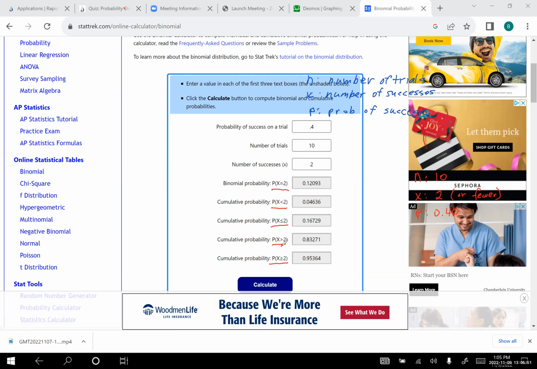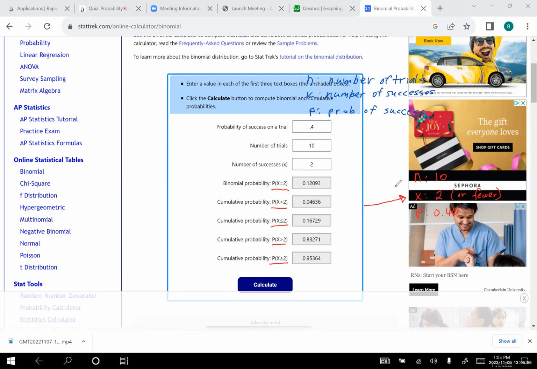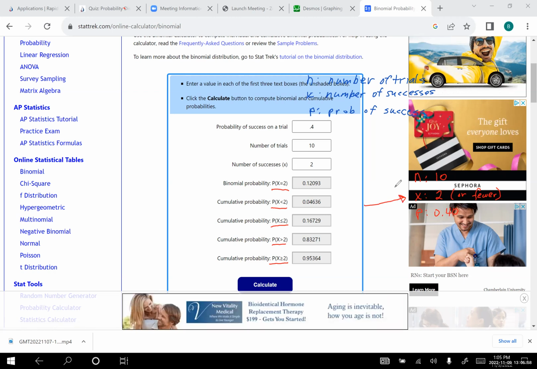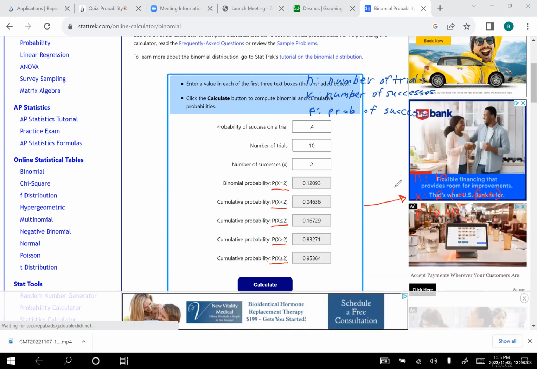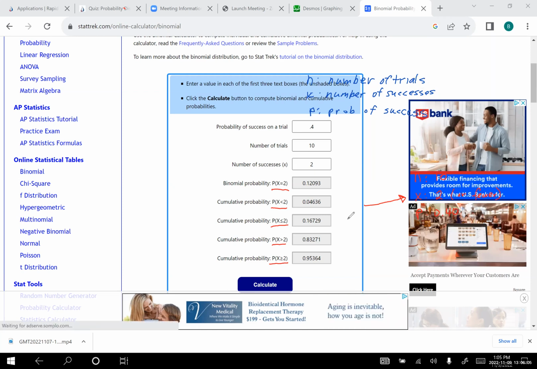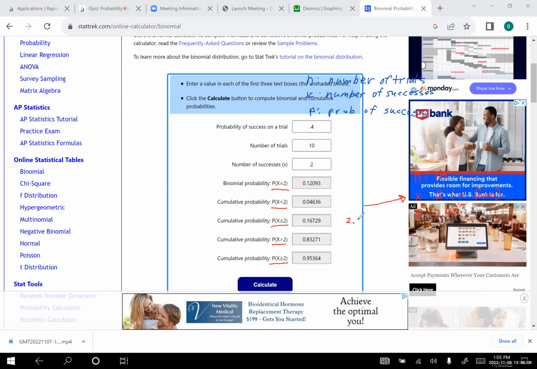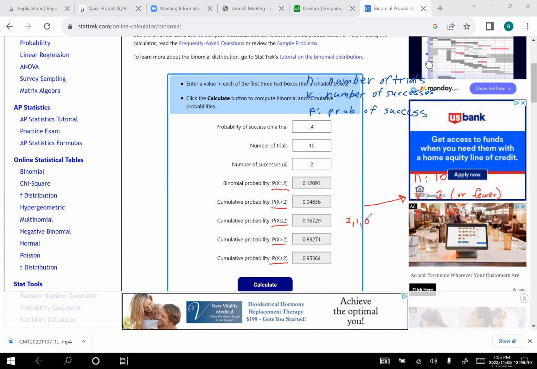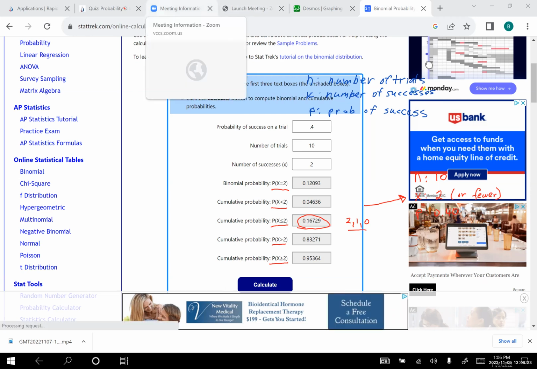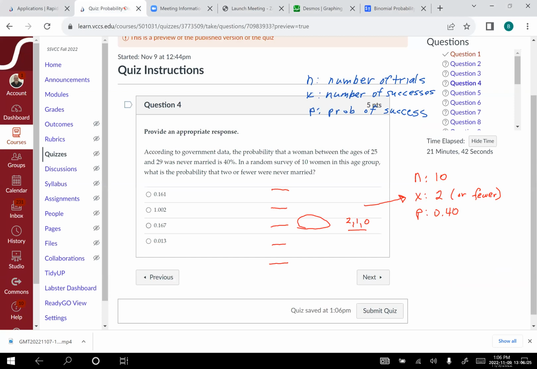So when we say 2 or fewer, if you can read it here under these ads, which one of these is 2 or fewer? The 0.16. That's correct. Because 2 or fewer means 2, and 1 and 0. And that's less than or equal to 2. So that's 0.16729. There it is right there.